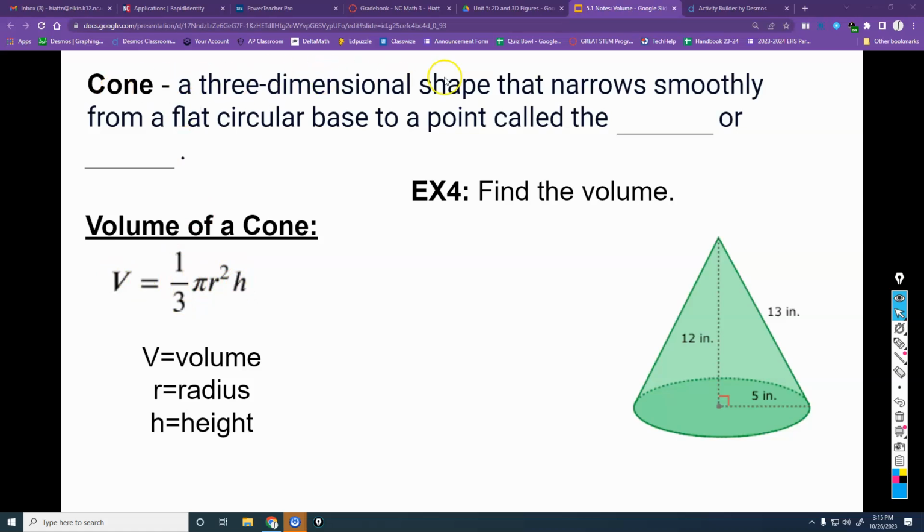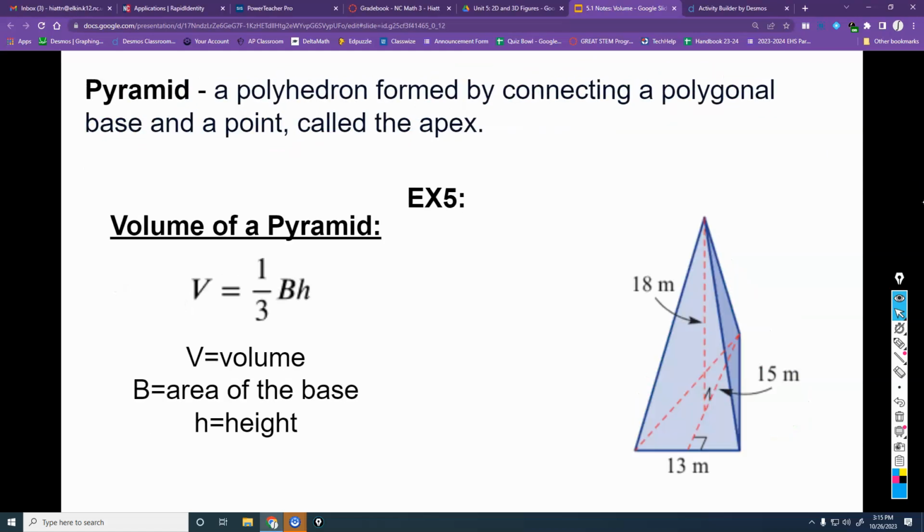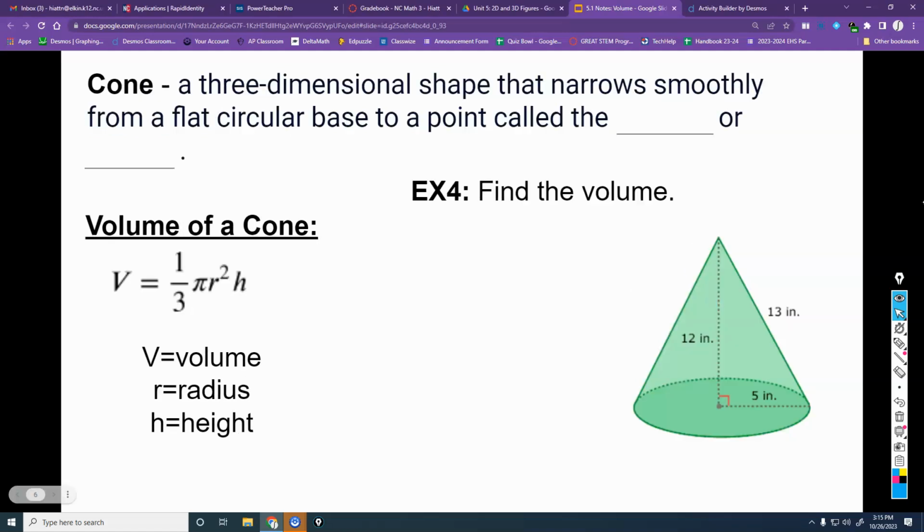A cone is a three-dimensional shape that narrows smoothly from a flat circular base to a point called, this point on your cone right here, either the apex or sometimes the vertex. So a cone should have a pointy part right there called the apex that will help us identify it.